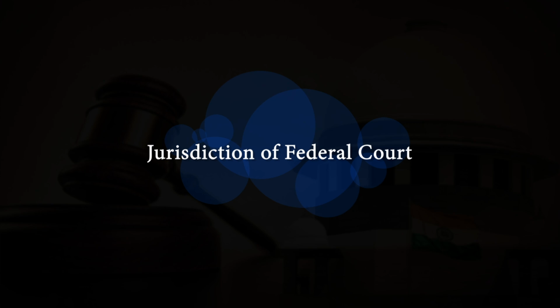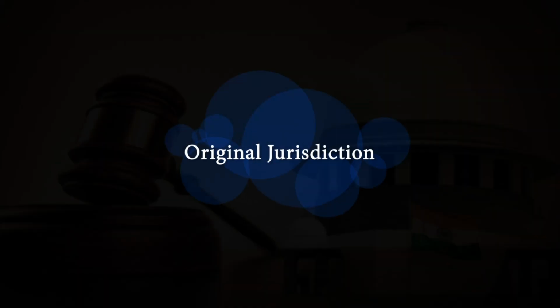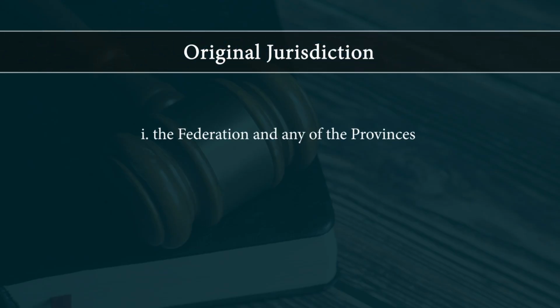Dear learners, now we will discuss the jurisdiction of Federal Court. The Federal Court had original, appellate and advisory jurisdiction. Firstly, original jurisdiction. The Federal Court exercised an original jurisdiction in any dispute between any two or more of the following parties. Number 1, the Federation and any of the provinces.